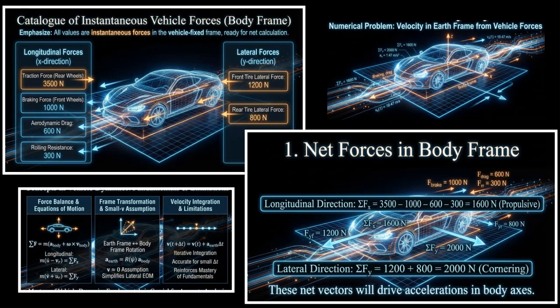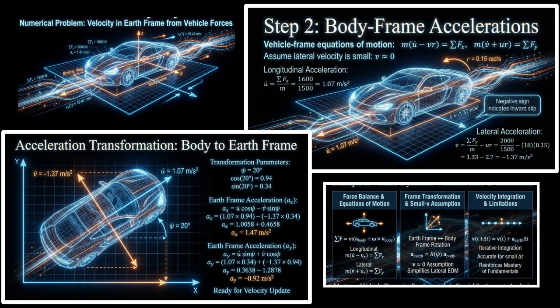The first step is to compute the net longitudinal and lateral forces in the body frame. Drag, traction, braking, and rolling resistance forces are combined to obtain the net longitudinal force. Lateral tire forces are summed to determine the net lateral force in the body frame. Next, the body frame accelerations are calculated using the applied forces. Using the equations of motion derived earlier, the longitudinal acceleration is determined by assuming that the lateral velocity v equals 0 at the start. The lateral acceleration in the body frame is also computed.